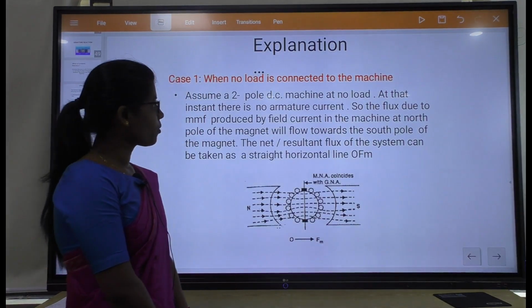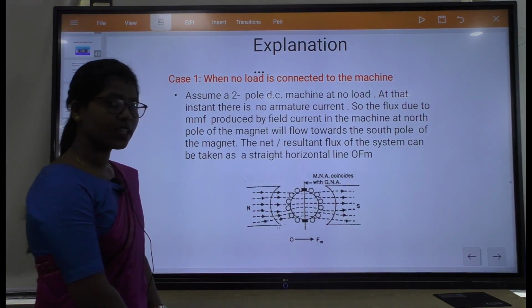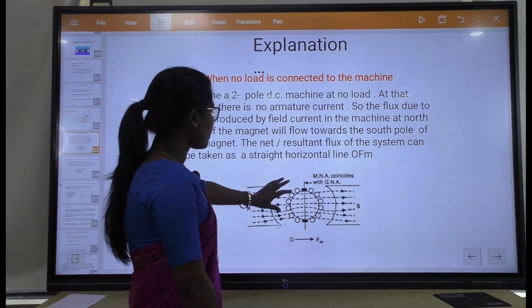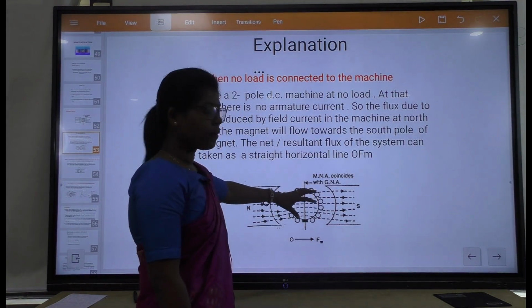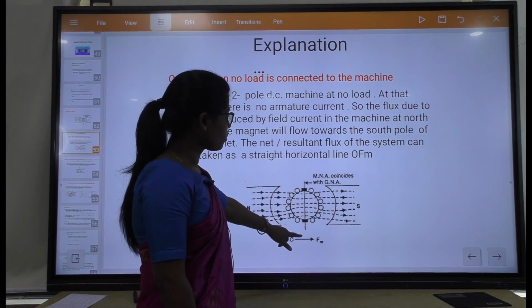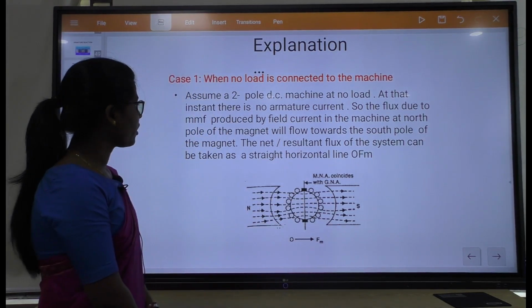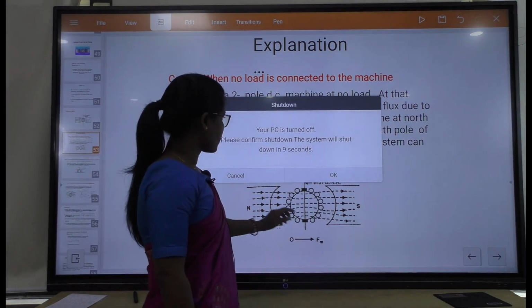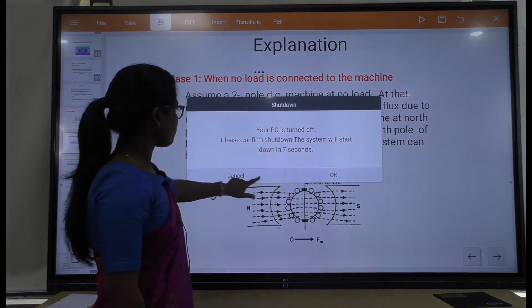So no current flows in the armature conductor, hence no flux is produced by the armature conductor. So the only flux produced in the DC generator is due to the main field flux.